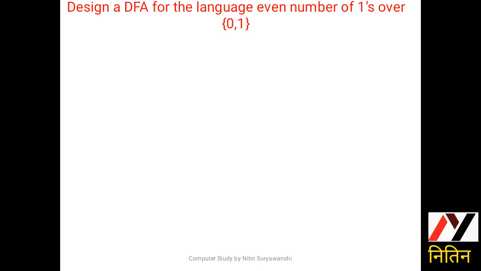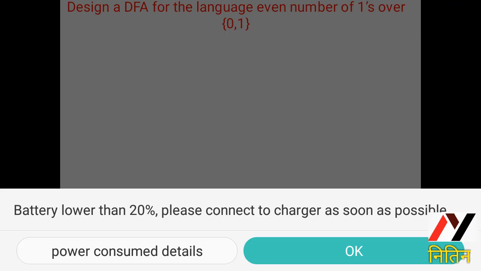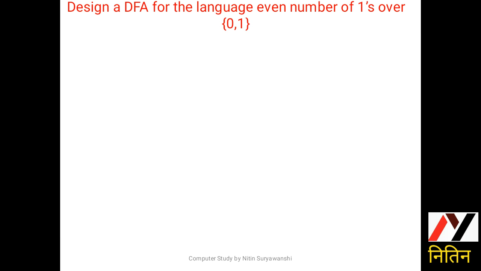In this lecture, we are studying the design of DFA for the language even number of ones over {0, 1}. So for this problem, we need the input symbols 0 and 1. The language should contain an even number of ones, so the even numbers are 0, 2, 4, 6. It means the language contains strings with 0 ones, or 2 ones, or 4 ones, or 6 ones. So the language only contains those strings which have an even number of ones.